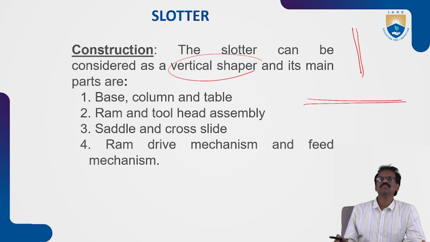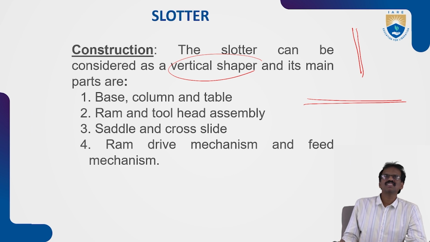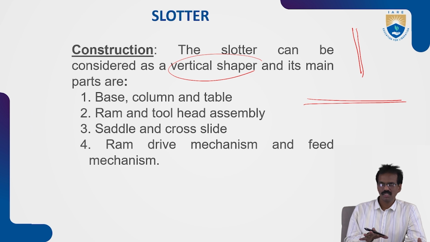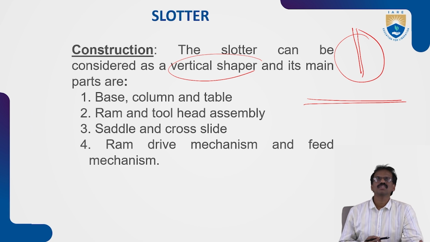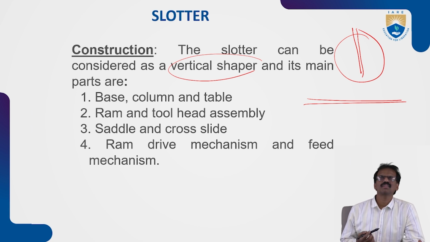So we can say simply that the slotting machine is nothing but a vertical shaping machine. In the shaping machine the tool bit moves horizontally. In the slotting machine, it has the same functioning, but the tool bit moves vertically.